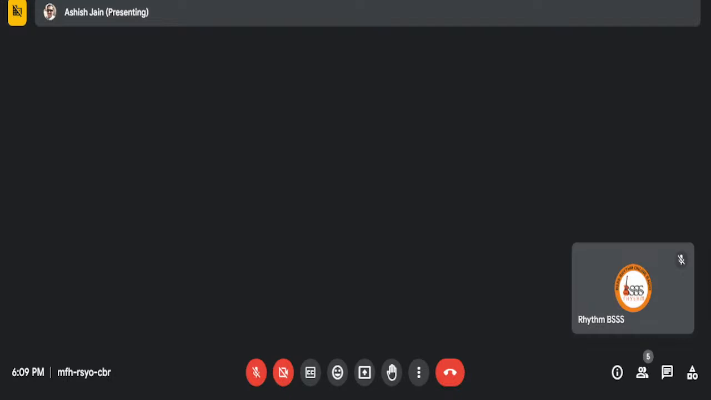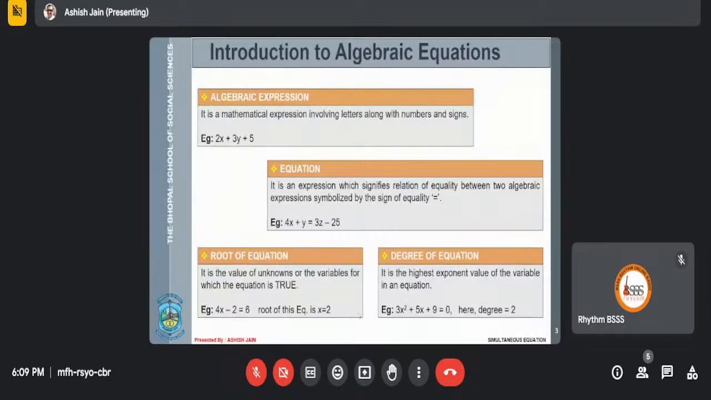Here we have two important things associated with an equation. First is the root of the equation. Second is the degree of the equation. Root means the value of the unknowns or variables for which the equation is true. For example, if I put the value of x as 2, my left-hand side becomes equal to the right-hand side, so 4x minus 2 is equal to 6 from both sides, right? So this value of x, which makes both the left-hand side and the right-hand side equal, is known as the root of the equation.